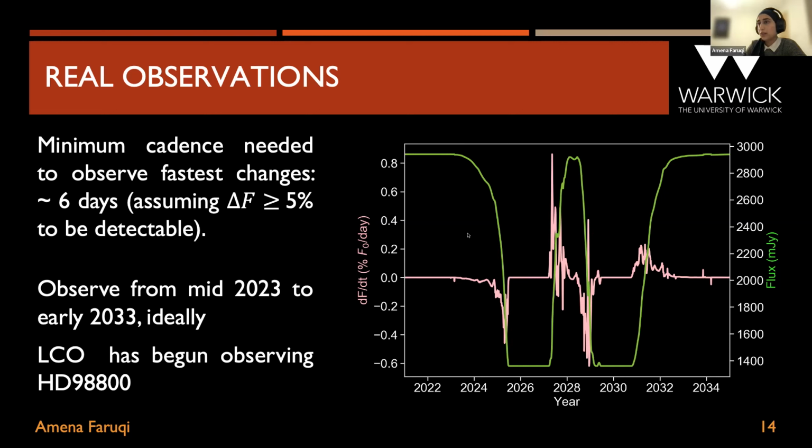I showed earlier also that the duration of the transit, when it starts and ends, depends a lot on certain properties of the disk that we don't really know. For the widest possible transits I've looked at, we would ideally want to start observing from pretty much now, within the next few months, for at least 10, 11 years. Actually, the LCO observatory has begun observing the system and taking measurements at 2 different wavelengths. So that's hopefully something we can start getting some data on soon.